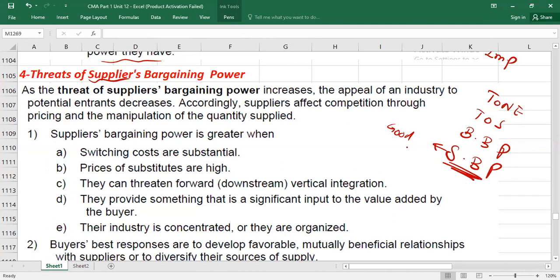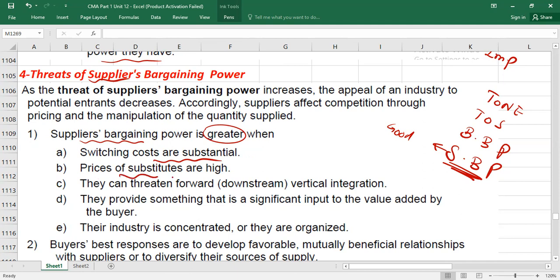And obviously, when suppliers are in a strong position, suppliers' bargaining power is greater. Suppliers are in a strong position when switching costs are substantial. For example, it is not easy for the customer to leave you. Maybe you have a contract with the customer for 10 years, and if the customer leaves you, he has to pay a huge amount of penalty. In that scenario, switching cost for the customer is high, and that is good for you.